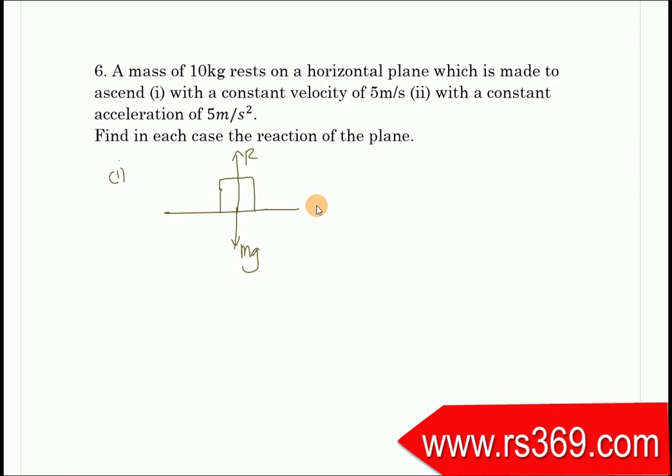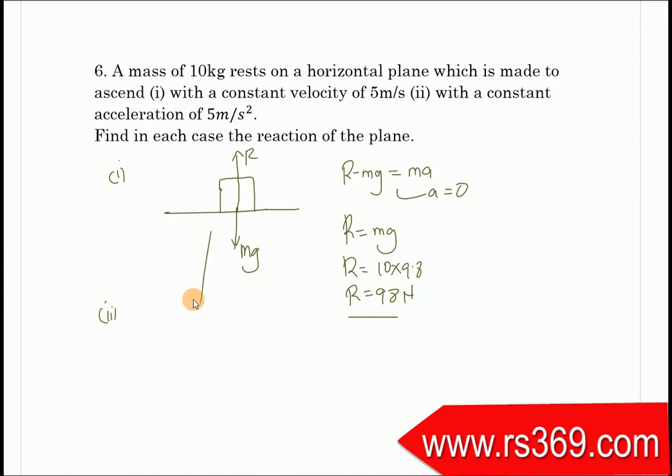And now this body is moving, we are having an ascent, meaning that we have R minus mg constituting the resultant force, which is equal to ma, but this time A is equal to 0. Why? Because the body is moving with a constant velocity, and if A is 0, it means that R is equal to mg. So the reaction R is equal to 10 times 9.8, the gravitational acceleration. So we shall have a value of R equal to 98 newtons.